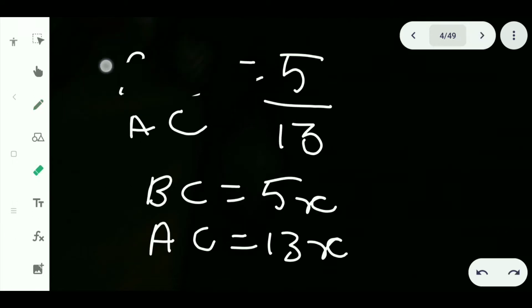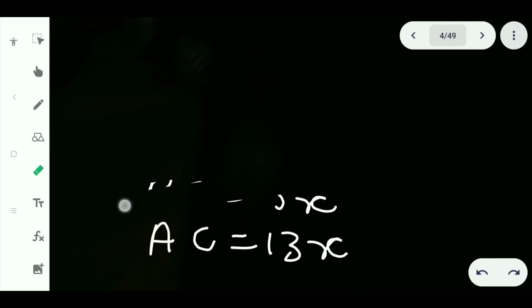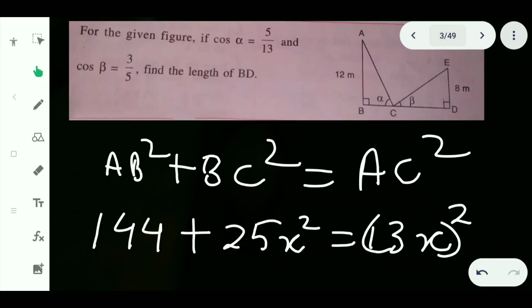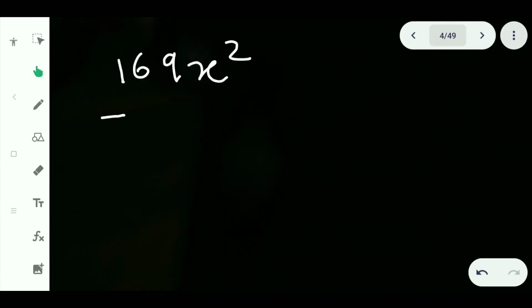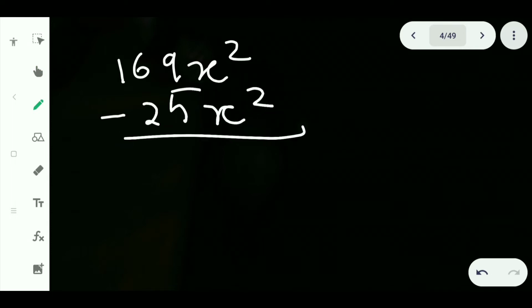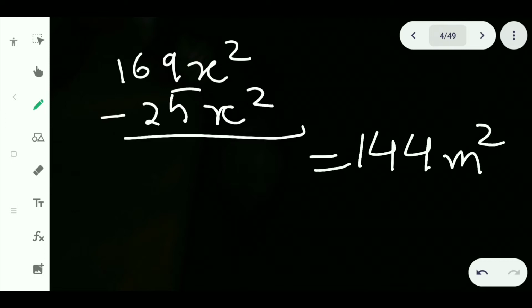I am writing now here, 13x whole square is equal to 169x square, minus here this is 25x square, so 25x square is equal to 144 meter square. Okay, this is x square and this is 144 meter square.